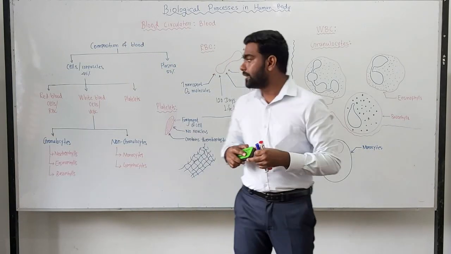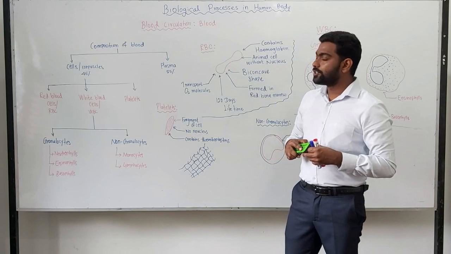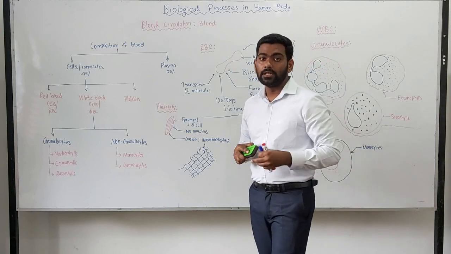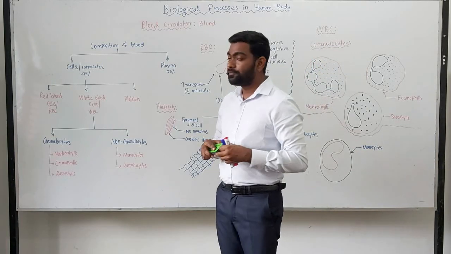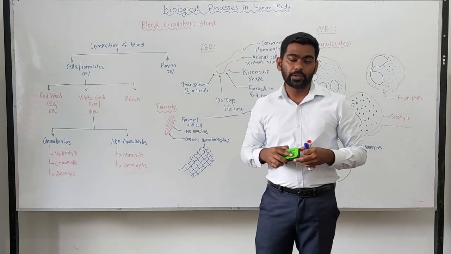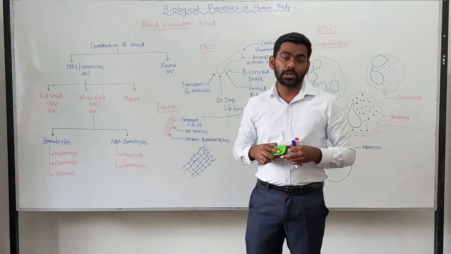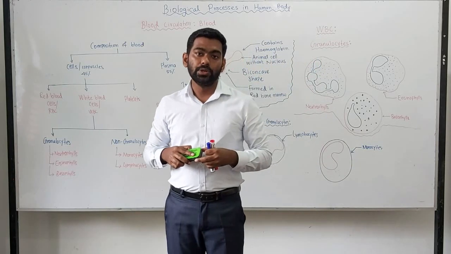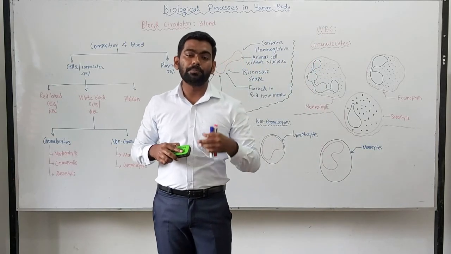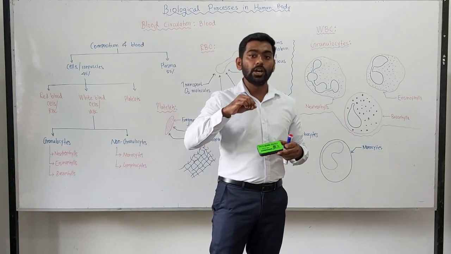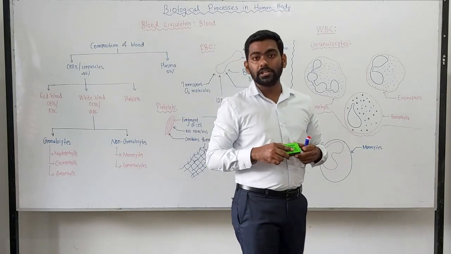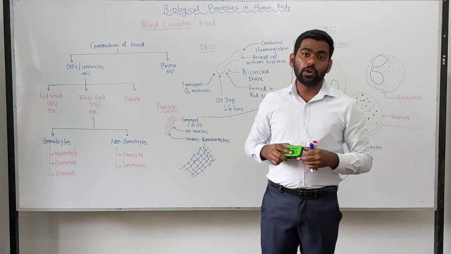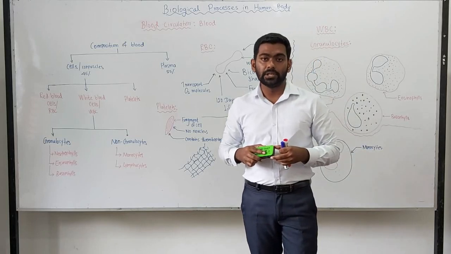You can see here, children. First of all, being a liquid tissue, it contains about 55% plasma, the liquid part, and the main component of plasma is water. Being a liquid tissue, it has the ability to move from one place to another. And water is a very good solvent, and it has the ability to dissolve most of the components in our body and transport them.